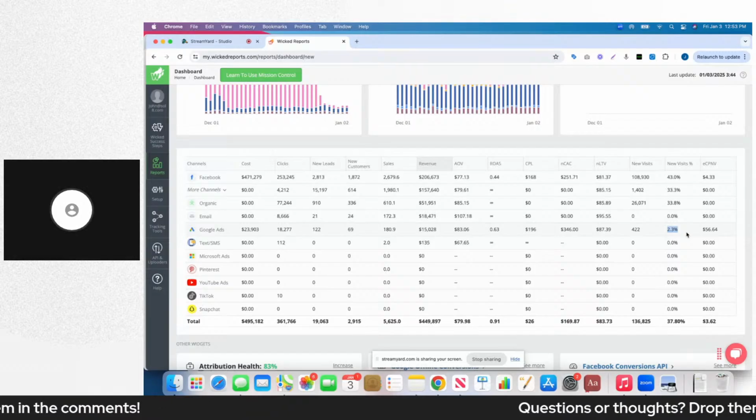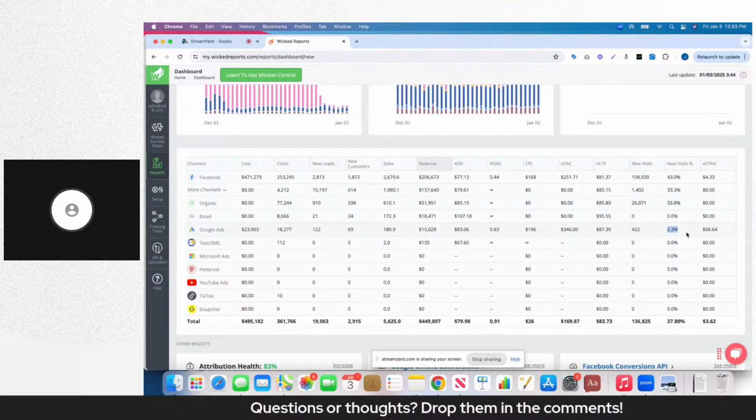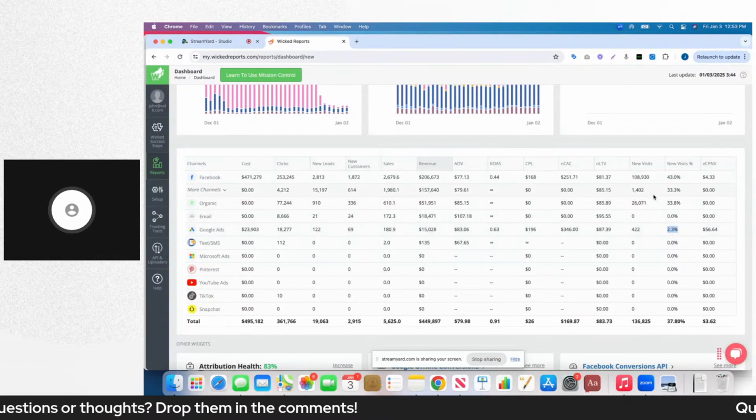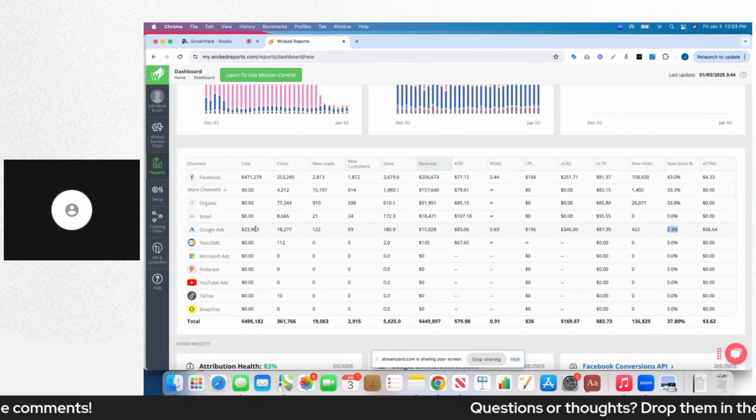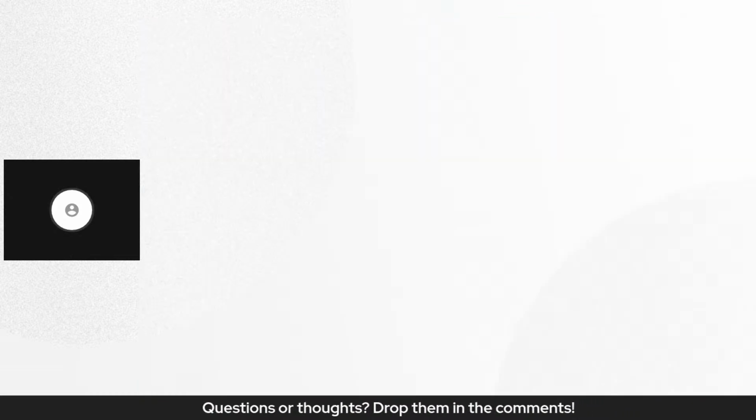That will never scale. This really highlights the amount of prospecting that the channels can perform when you set them up correctly, where you get 100,000 new visits and 422, but we still spent 24 grand there. So I'm going to pause this and I'm going to come back.